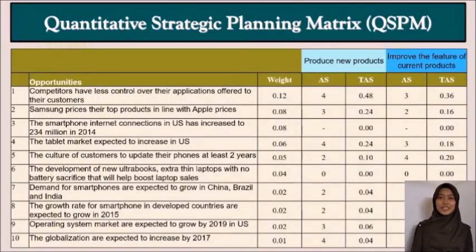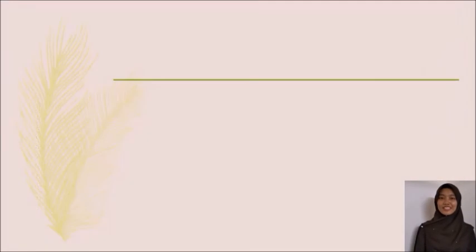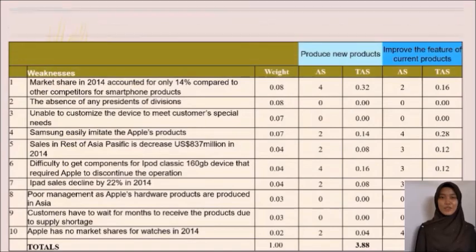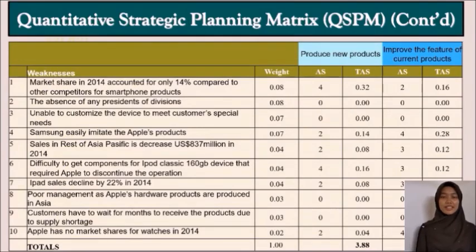For the first step, make a list of key internal and external factors taken directly from the IFE and EFE in stage 1. As you can see in the slide, these are the opportunities, threats, strengths, and weaknesses for Apple. Then, assign a weight and an attractiveness score for each element. The attractiveness score is a numerical value that indicates the attractiveness of each strategy considering the external and internal factors. The attractiveness score ranges from 1 to 4, from not attractive to highly attractive.